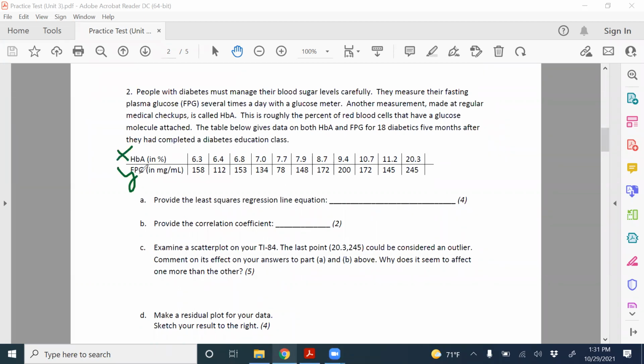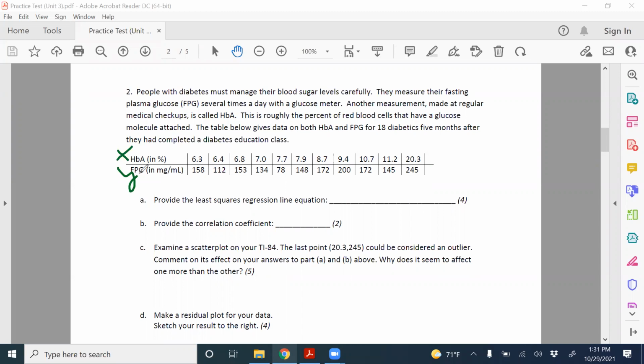What are we dealing with anyways? We're dealing with plasma glucose, which is FPG, okay, fine. And that's monitoring your blood sugar. That makes sense because you probably don't want your blood sugar to be too high. And then another measurement made at regular medical checkups is called HbA1c, which is, I guess, the percent of red blood cells. Yeah, usually you do a blood test.